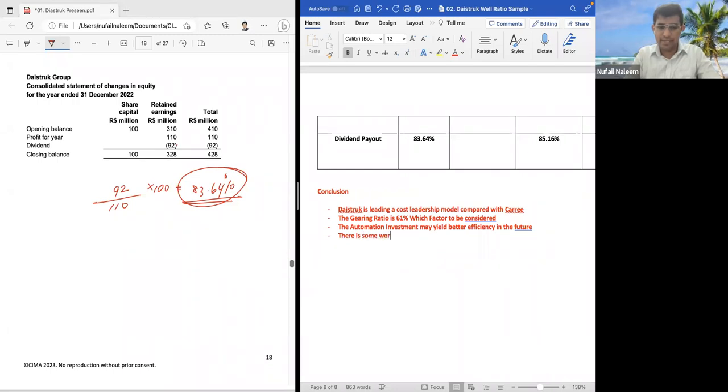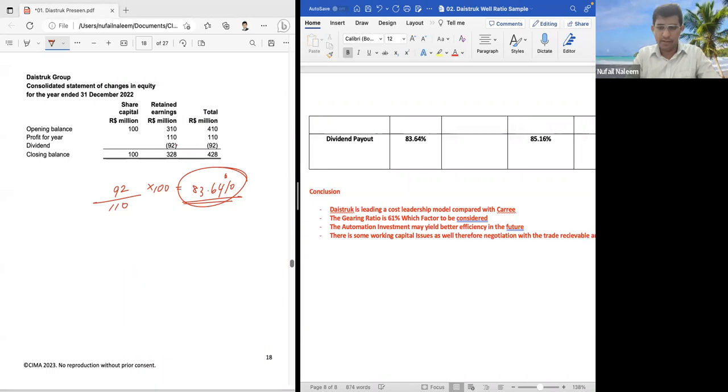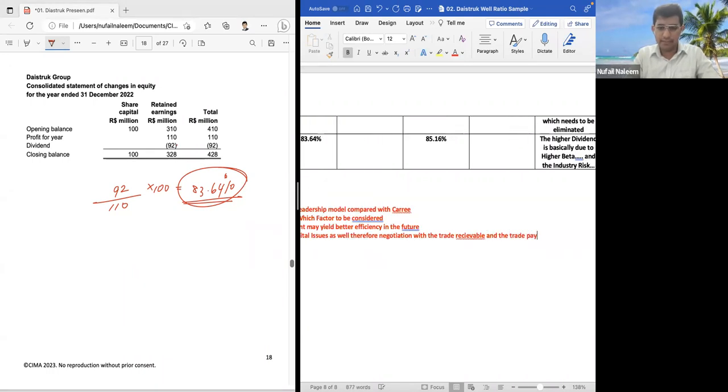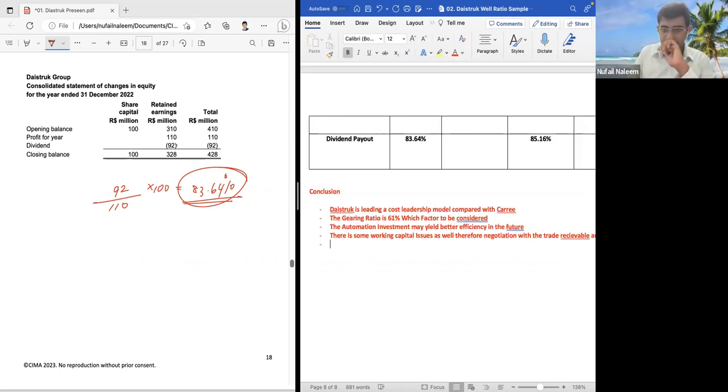There are some working capital issues as well. Therefore, negotiation with the trade receivable and the trade payable is essential. That is also done. And then students, if I'm not mistaken, dividend payout is higher because of beta factor. Because of what factor, students? Beta factor. Can I get a confirmation there, students? Are you understanding this application properly, students?